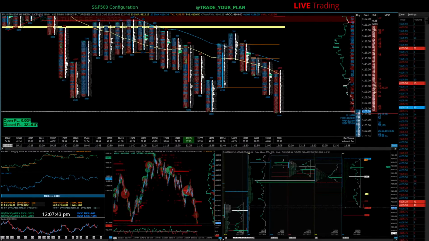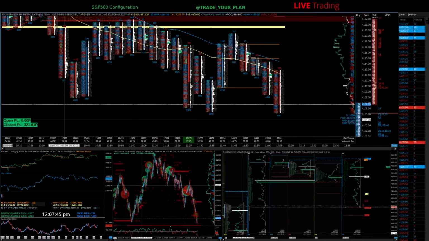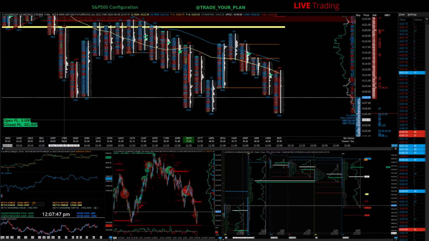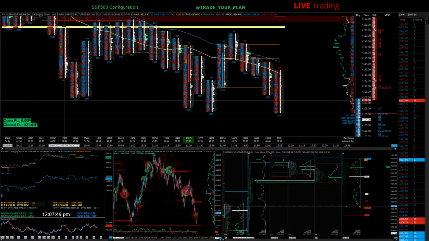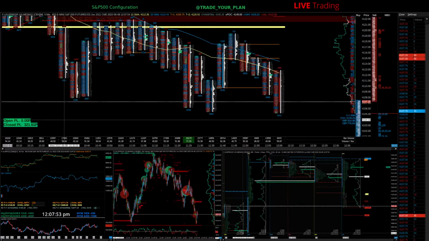All right, we got balance here. Potentially, we had a DH pattern failure. It's turning into something else. Balance might take us to 4,094. Let's see.